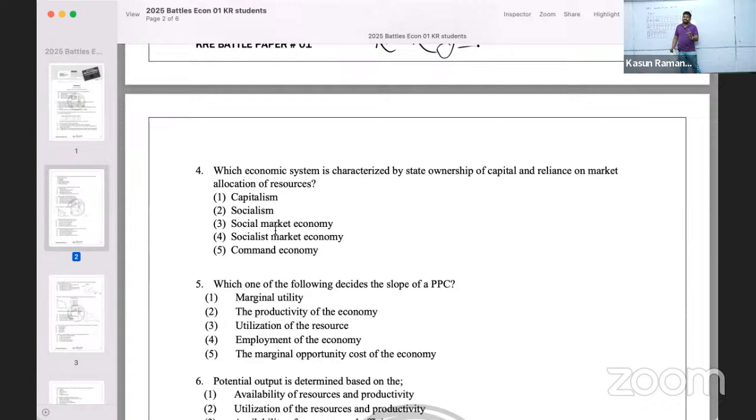Then the private businesses are there. Private people can take decisions as they want. They will definitely be working with profit orientation, right? Profit incentive. That means they are working like a market economic system. Then the price mechanism is working. Market allocates the resources, but state ownership of the resources is there. That is called socialist market economy. It is answer number four. Clear? That is socialist economics.